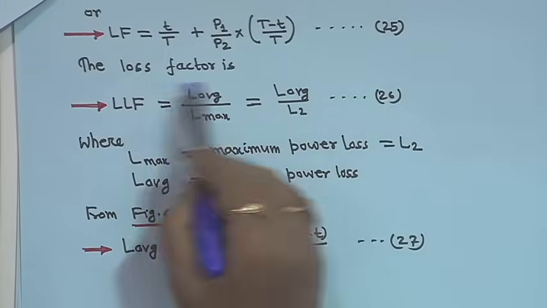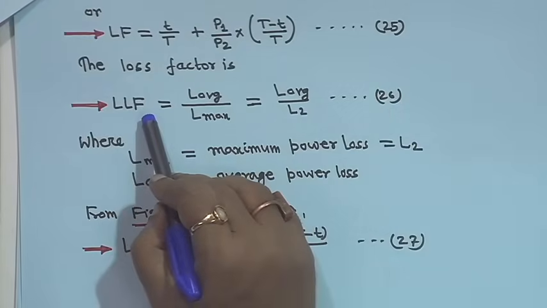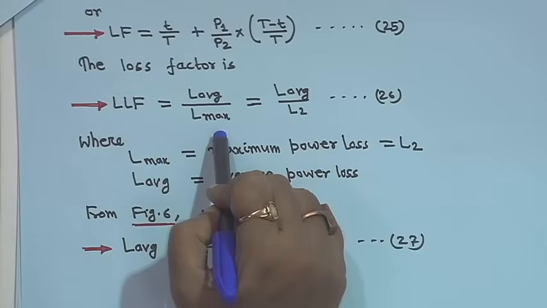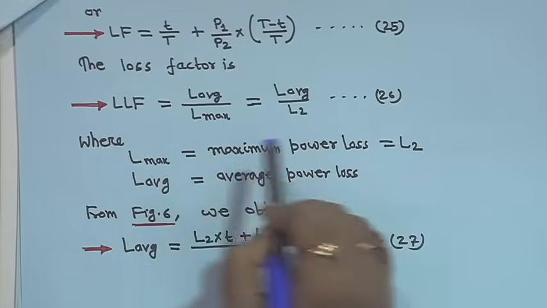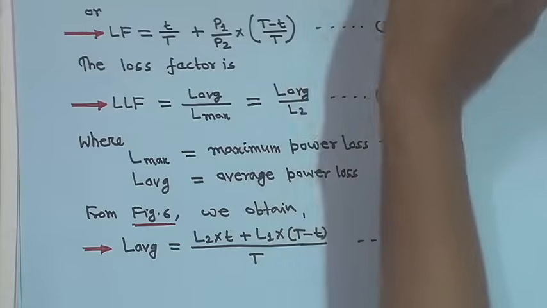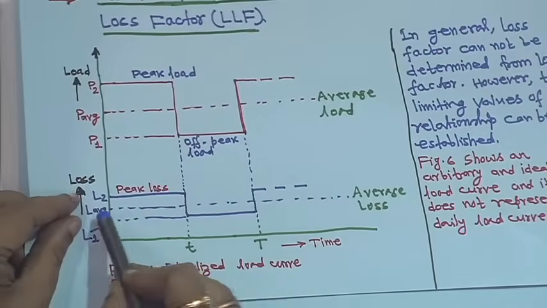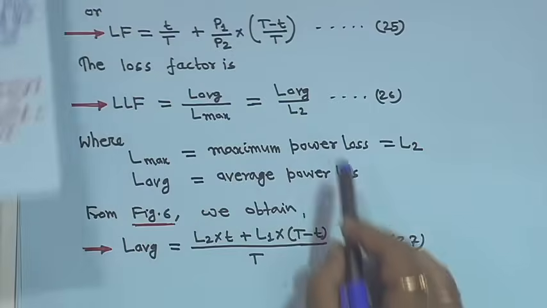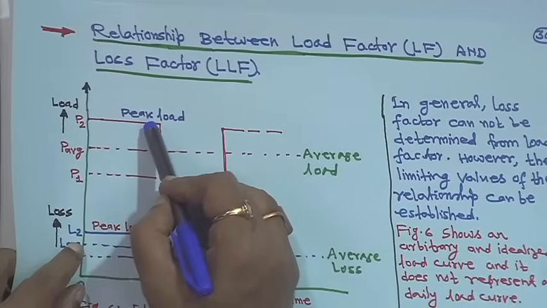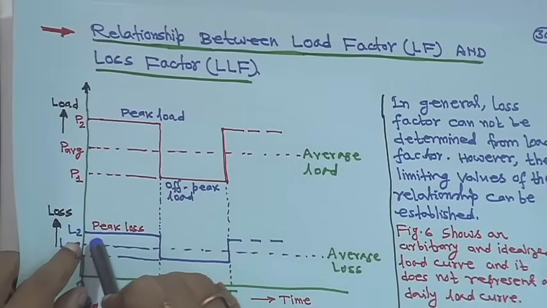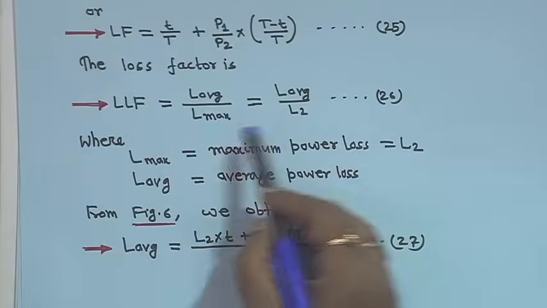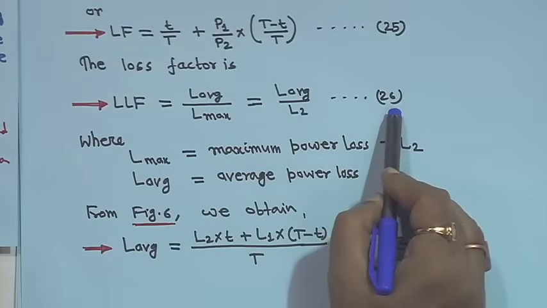Similarly, the loss factor LLF is equal to L average upon L max. So, from this figure, it is L average upon L2. L2 is the peak loss, that means during peak load, this is the peak loss L2. So, L max is equal to L2. This is equation 26.